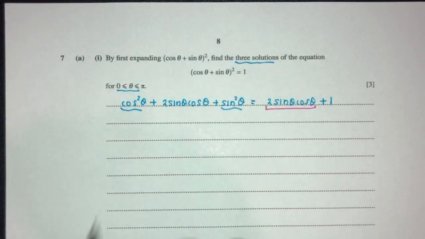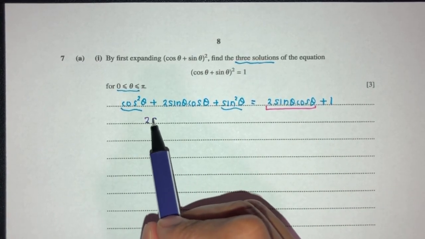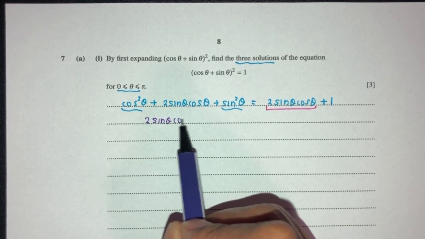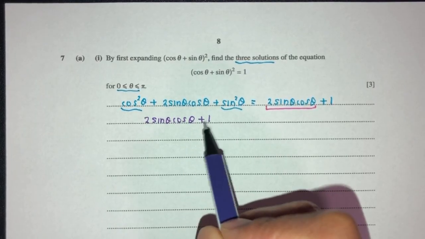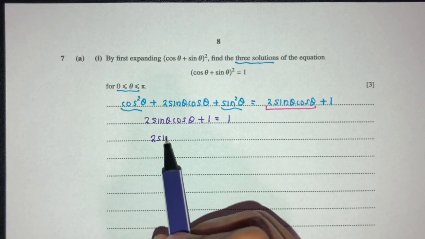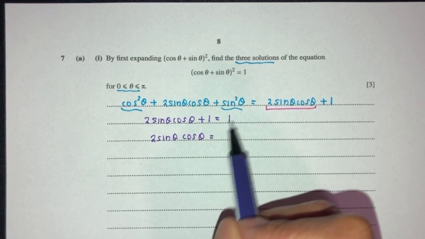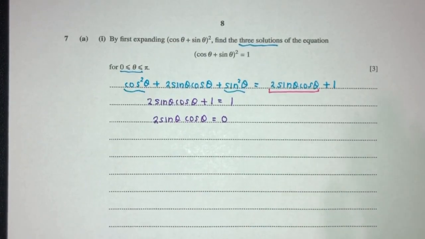So replace it back in here. This whole thing became this, so you have 2 sine theta cos theta plus 1 is equal to 1. Simplify, you will have 2 sine theta cos theta is equal to, send this over here, that will become 0. Now solve.